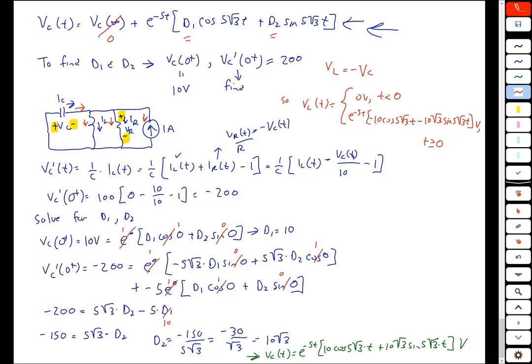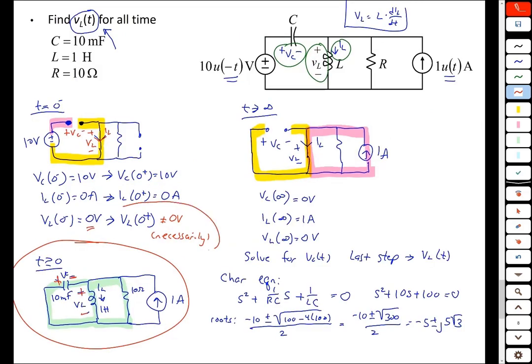One thing you might want to do to check to make sure your answer is correct is look at VL of 0 plus and look at VL of infinity to see if they agree with what we saw earlier. VL of 0 plus, at 0 plus, this term is 0, this term is 1, so we just get minus 10. Notice that that does not equal VL of 0 minus. Remember, we said way back here that they didn't have to be equal, and sure enough, they are not equal.